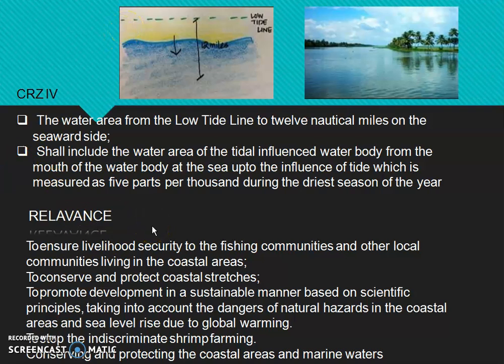Coming to the relevance: to ensure livelihood security for the fishing communities, how much fishing is permitted, what size of net has to be used, and how to protect the coastal stretches. Starting from the roadside on the land to 12 nautical miles inside the sea, CRZ regulations have been formed. What development is promoted and how to conserve it, everything has been given in this CRZ.